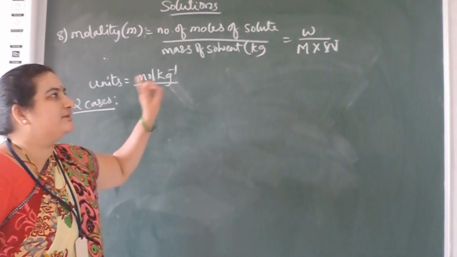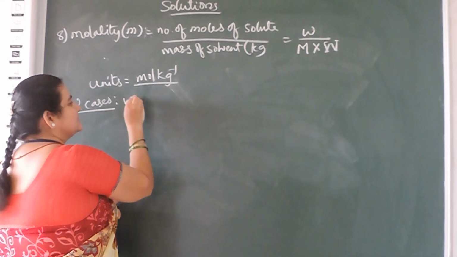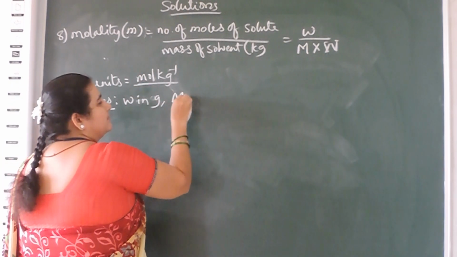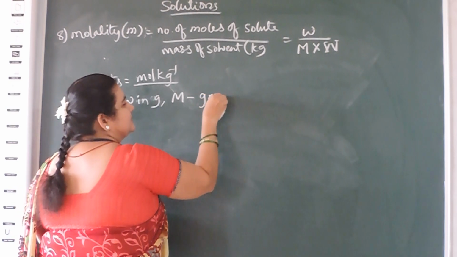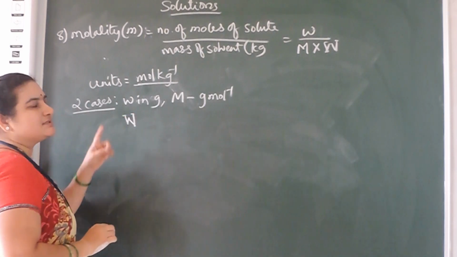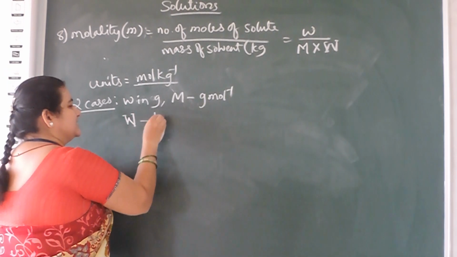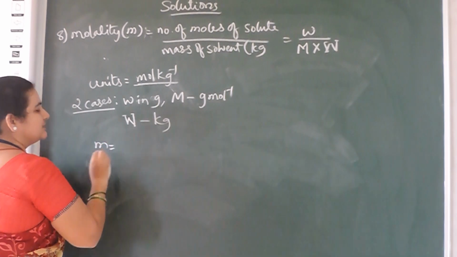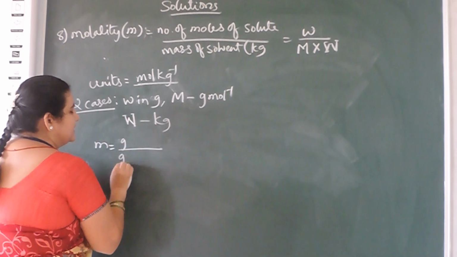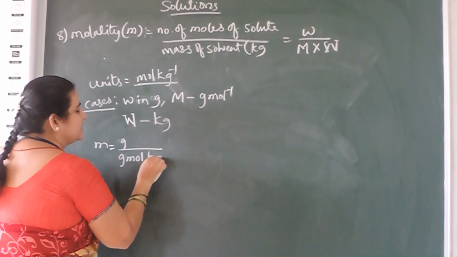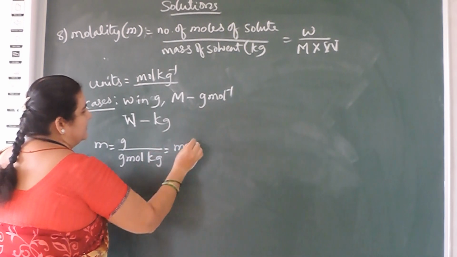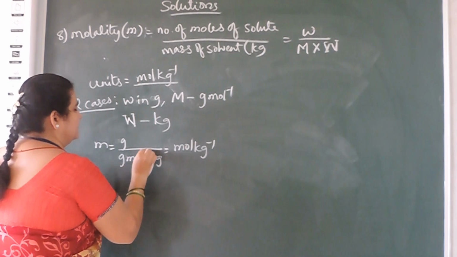Now here three quantities are there. W means the mass of the solid, which is always in grams. Then the molar mass is always in grams per mole. If capital W, that is the mass of the solvent, is in kgs, then I am going to write the molality as grams divided by grams per mole into kgs, which is equal to moles per kg.